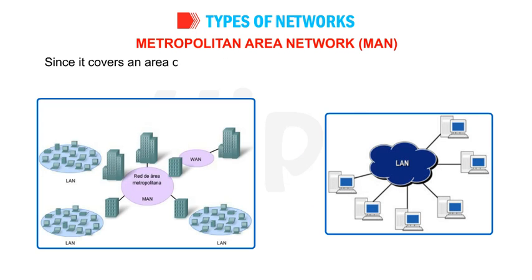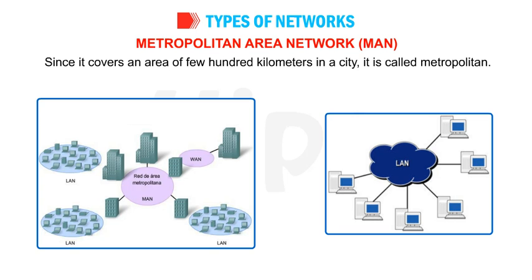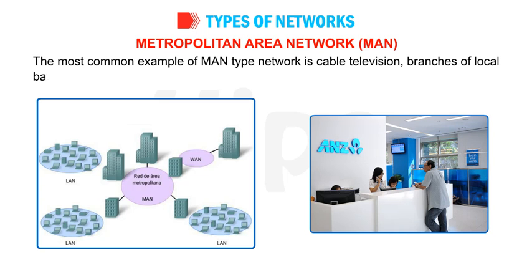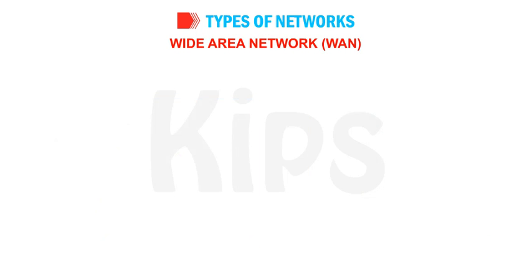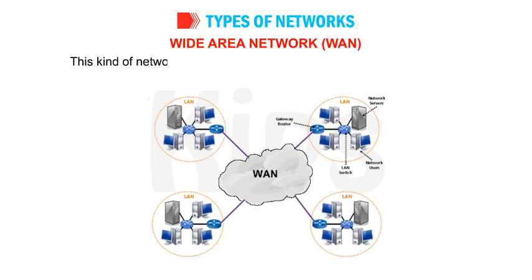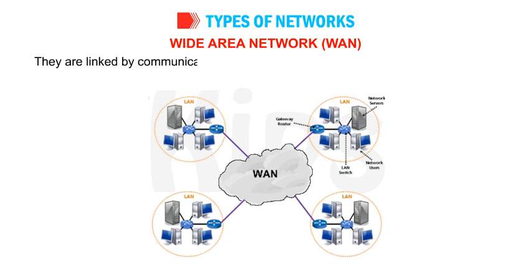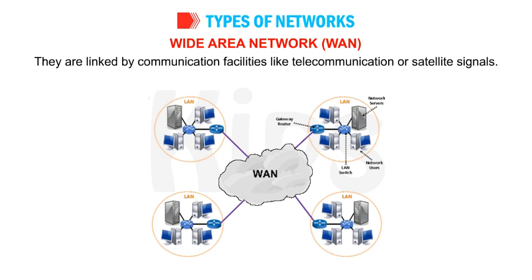Since it covers an area of a few hundred kilometers in a city, it is called metropolitan. The most common example of MAN-type network is cable television, branches of a local bank in a city, etc. Wide Area Network, WAN. This kind of network connects two or more computers located at distant places. They are linked by communication facilities like telecommunication or satellite signals.